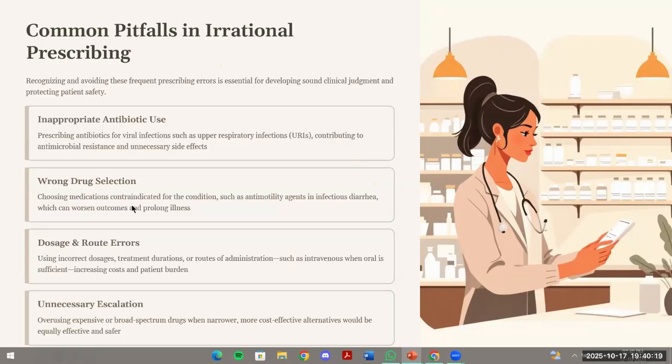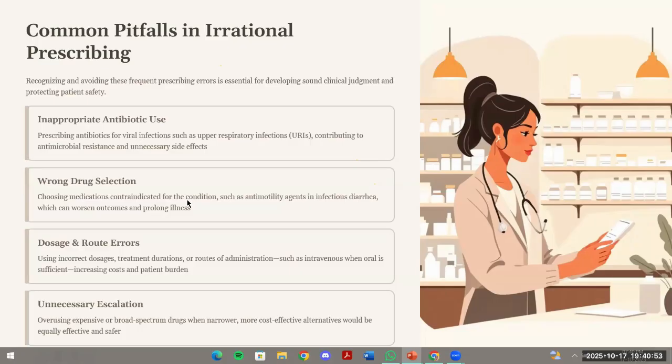Choosing the medications, for example anti-motility agents in an infected diarrhea, is not required. Why? The infection gets worsened again, which leads to a prolonged outcome and prolonged illness, worsening the outcome of the patient. So that wrong selection should not be done. You need to prevent this by giving the drug which is specific to the disease.